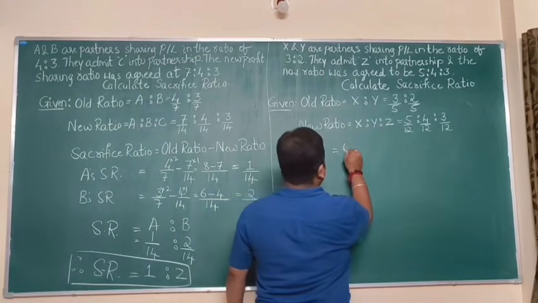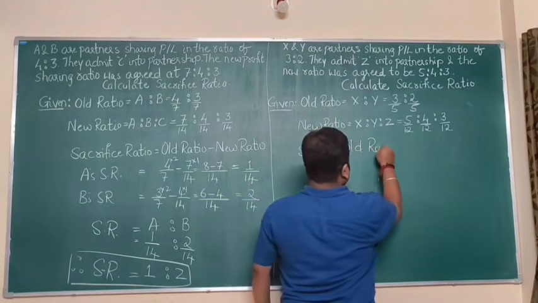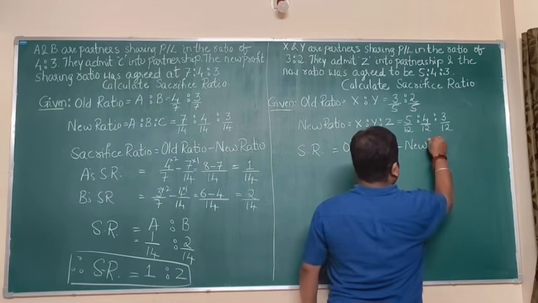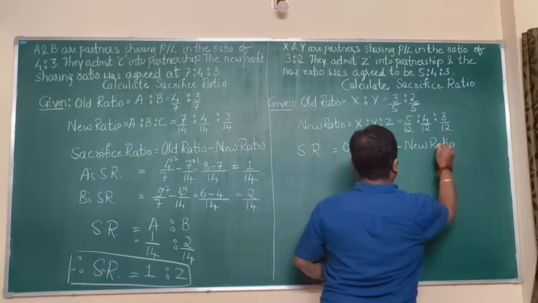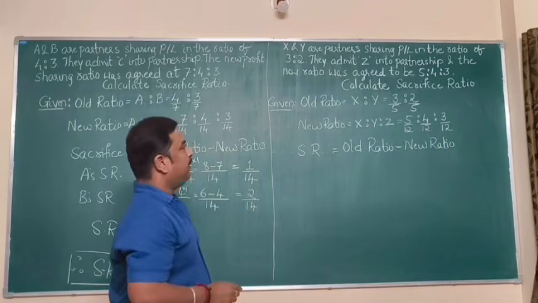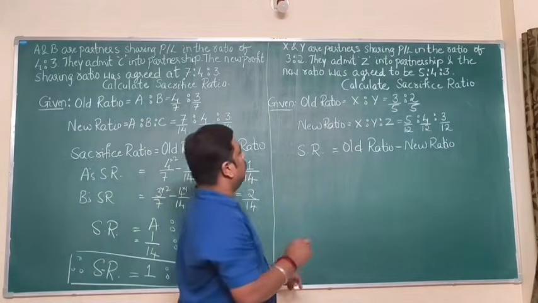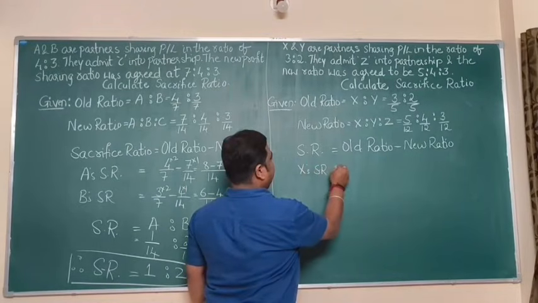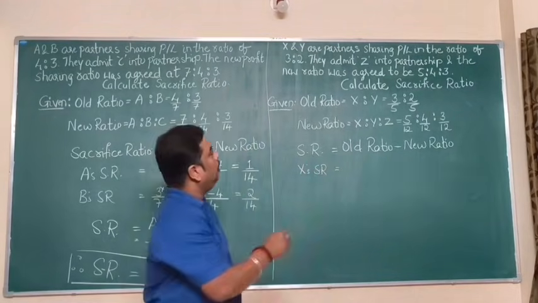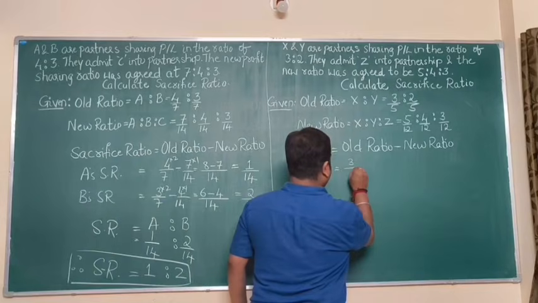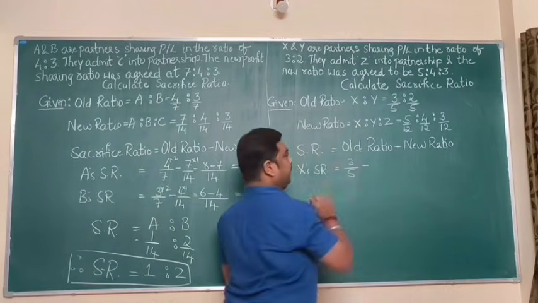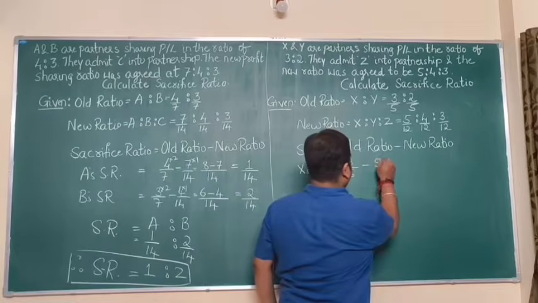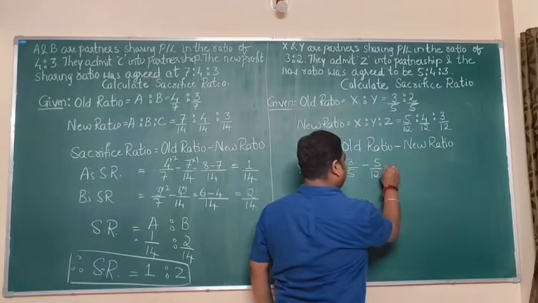Sacrifice ratio is equal to old ratio minus new ratio. Whose sacrifice ratio? Old partners. Who are the old partners? X. X's sacrifice ratio is equal to old ratio 3 by 5 minus, what is your new ratio? It is 5 by 12.